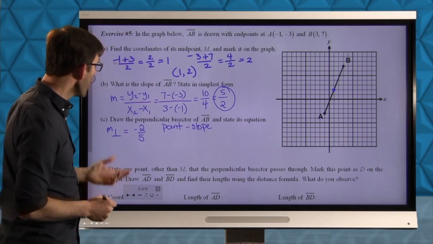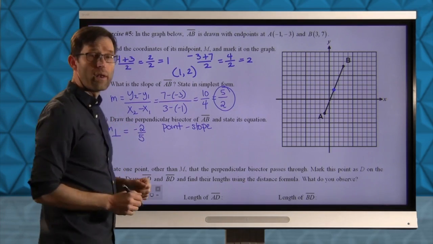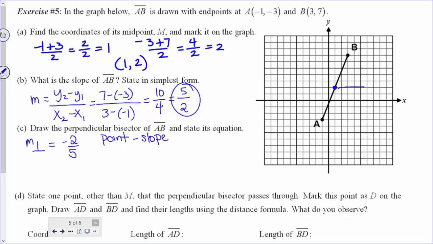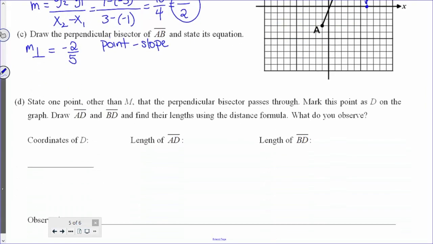All right, let's go through it. Well, we know we've got a rise divided by run of -2/5, which means I'm going to go 5 units to the right and 2 units down to get my next point, or I can go 5 units to the left and 2 units up. I think I'll do one more of those. All right, so all those points line the perpendicular bisector. Is that right? Let me just make sure. Yep, okay, great.